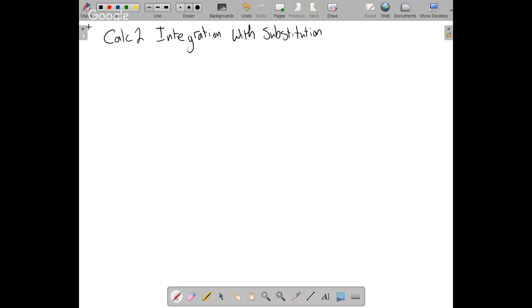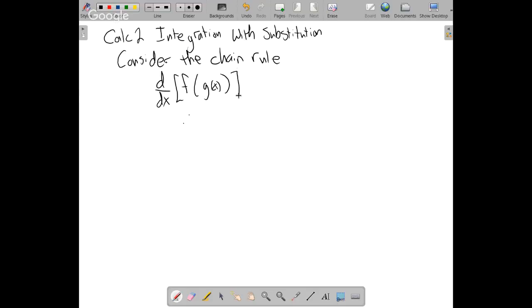All right, so we're going to take a look at integration with substitution. And to do that, we have to go back into Calculus 1 and consider the chain rule. So the chain rule said that if you were taking the derivative of a function and there was another function living inside of it, then you would take the derivative of the outer function, leaving the inner function exactly where it was, and you would multiply by the derivative of the inner function.